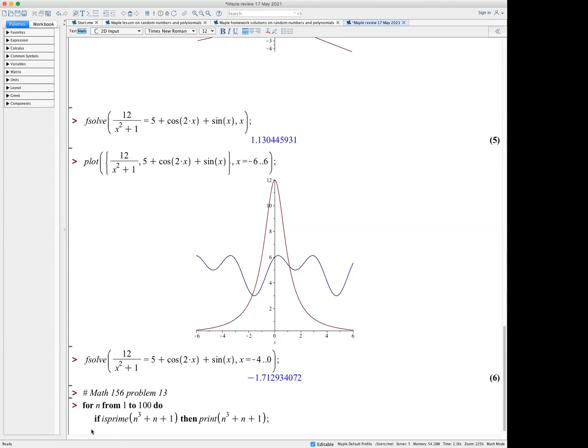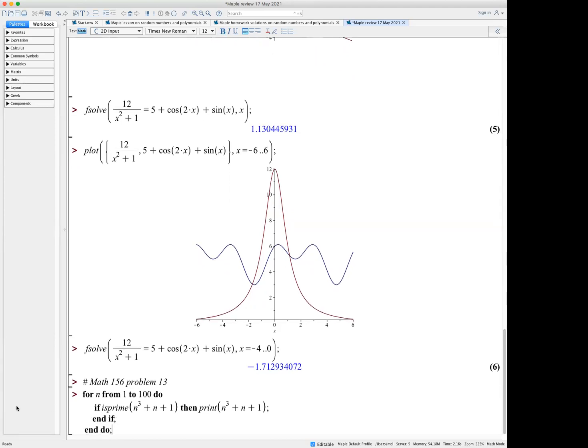And I have to write end if at the end of this if conditional. So that's my little program. It's just this one line. Let's see if it works.